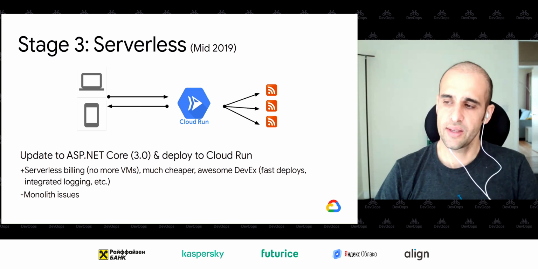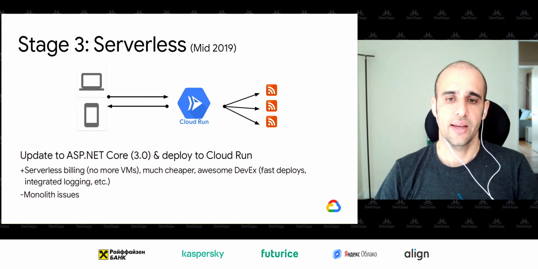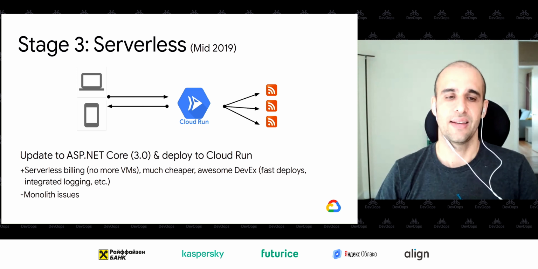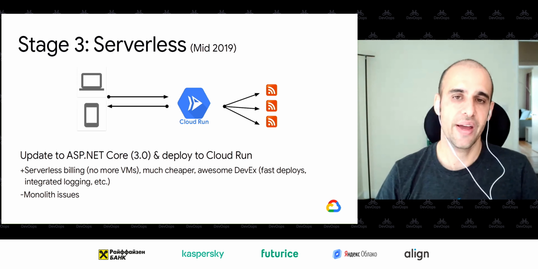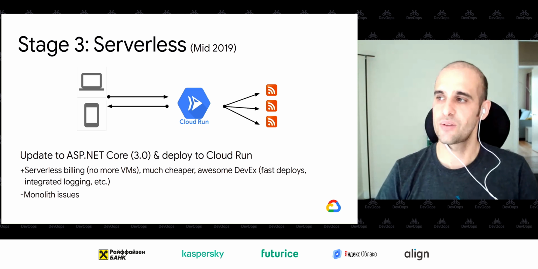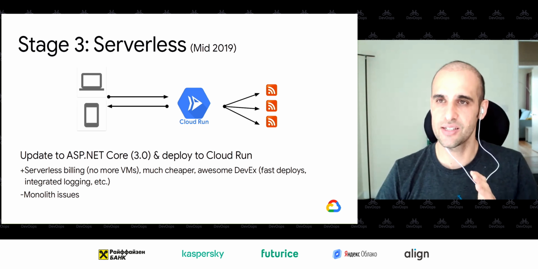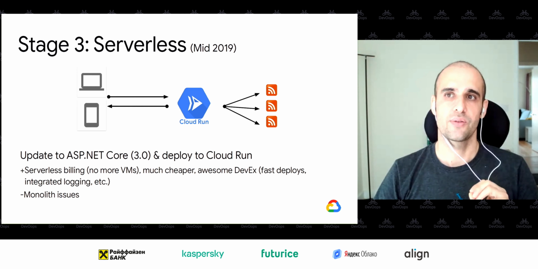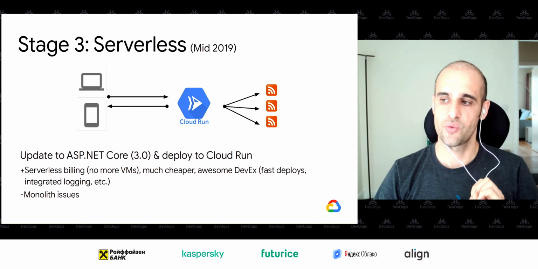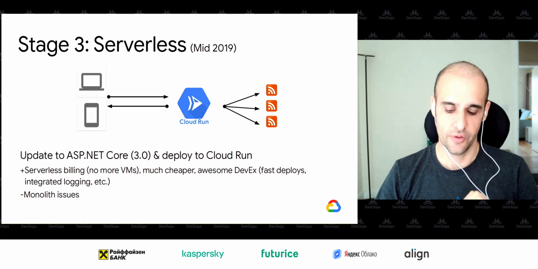But on the other hand, our application was still running as a single unit, right? It was still a single monolith. And because of that, we still had monolith issues that we had to solve. So that was the next thing that we looked at from mid-2019. We said, now that our application is running in a container, now that we have serverless billing, let's make our application resilient and microservices-based and get rid of these monolith issues.